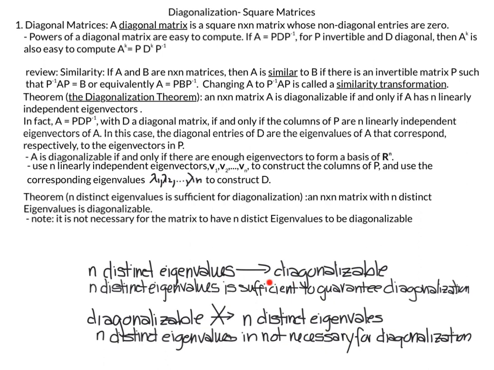Here, the statement that n distinct eigenvalues implies it's diagonalizable is the same as saying that if you have n distinct eigenvalues, that's sufficient to guarantee that your matrix is diagonalizable. That is not the same as saying diagonalizable guarantees n distinct eigenvalues. In fact, you can be diagonalizable without n distinct eigenvalues, so they're not necessary for diagonalization. Again, it's the difference between being necessary and sufficient. That's why in my description of the theorem, I said that n distinct eigenvalues is sufficient for diagonalization.